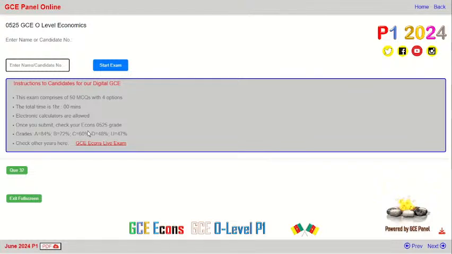Secondly, the instructions for this question must be followed carefully. There are 50 MCQs for June 2024, paper 1. The time allocation in this platform is 1 hour, not 1 hour 30 minutes. Electronic calculators are, however, allowed. And once you submit, you can check your grade just for paper 1. The grade allocations are as follows. We have 84% for A grade, 72% for B grade, C grade is 60%, D grade is from 48% and above. And if you have anything less than 47%, you have a U grade.